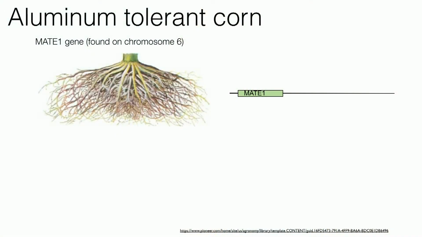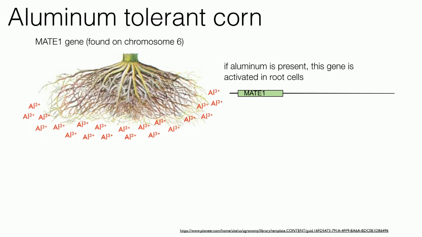This gene is turned on to make that protein when aluminum is present and taken up by root cells. So when root cells take up aluminum, MATE1 is active. It makes a protein, also called MATE1. And that protein is a carrier protein. It carries citric acid from the root cells out into the soil.